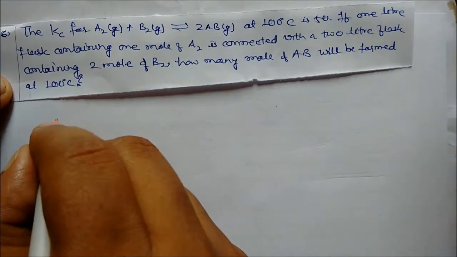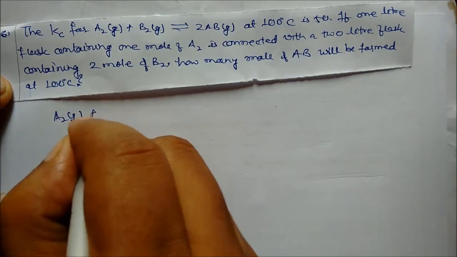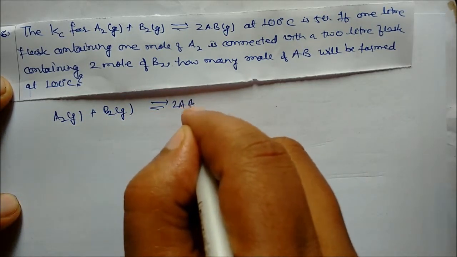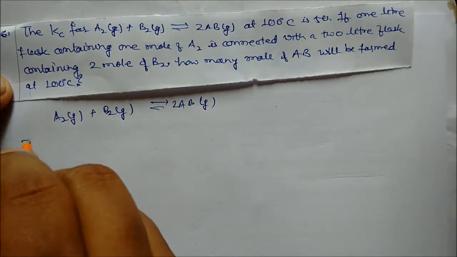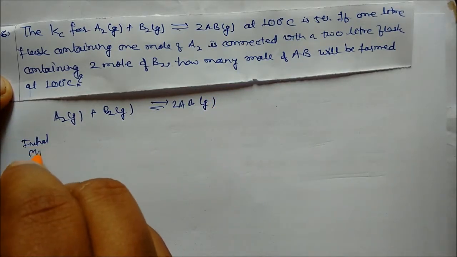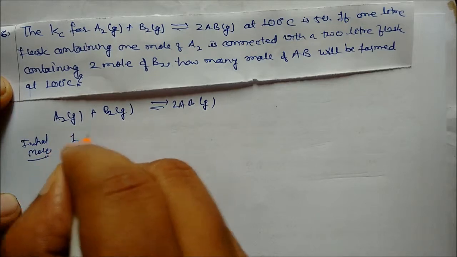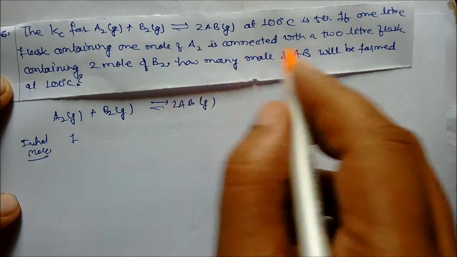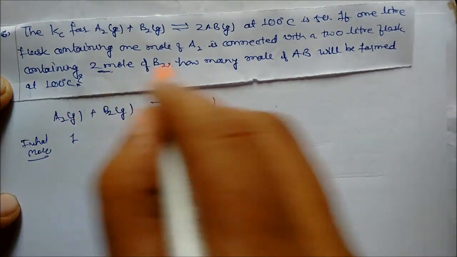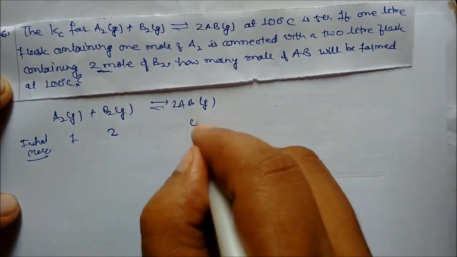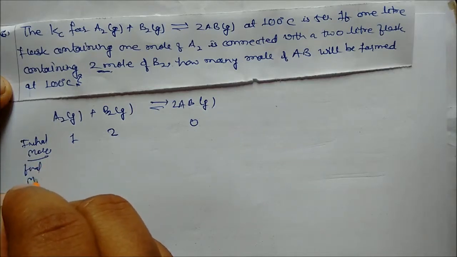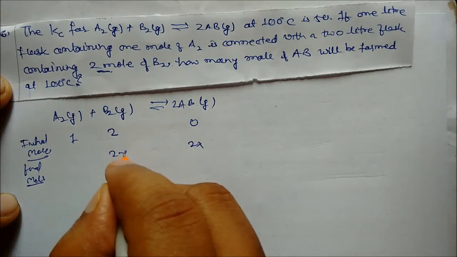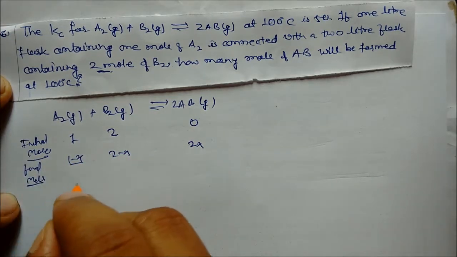So here A2 is gas plus B2 is gas, and we will get the product 2AB, which is in gas state. So what are the initial moles here? They have given a 1 liter flask of 1 mole, and a 2 liter flask of 2 moles. So this is 1 mole, this is 2 moles, and this is 0. So the final moles will be 1 minus x, 2 minus x, and 2x.